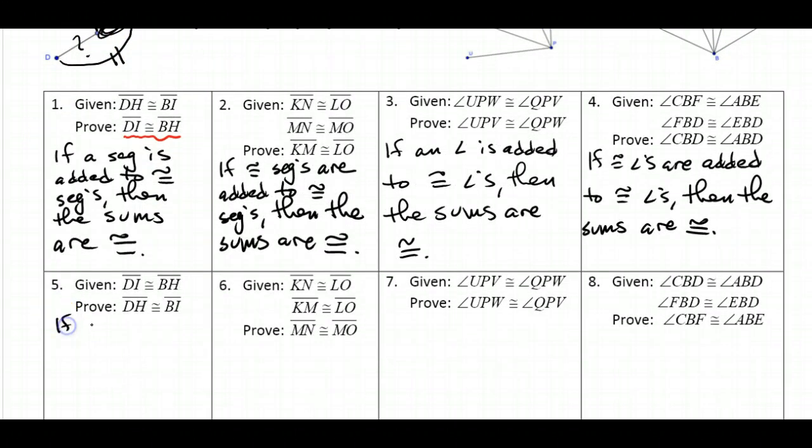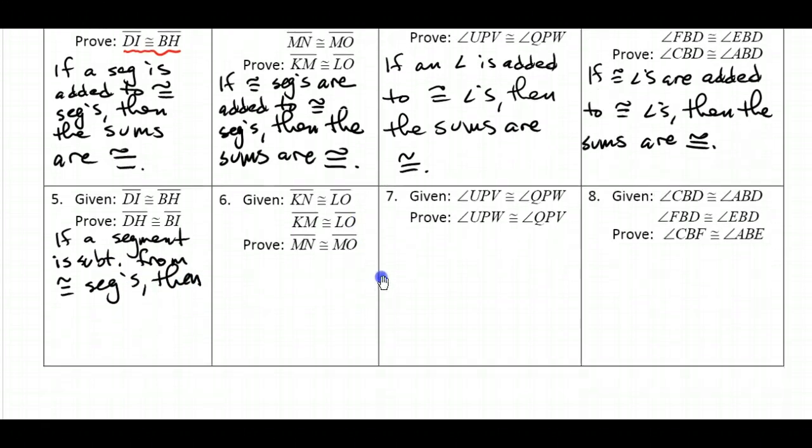So if a segment is subtracted from congruent segments, then the differences are congruent. Alright, moving on to the next one.